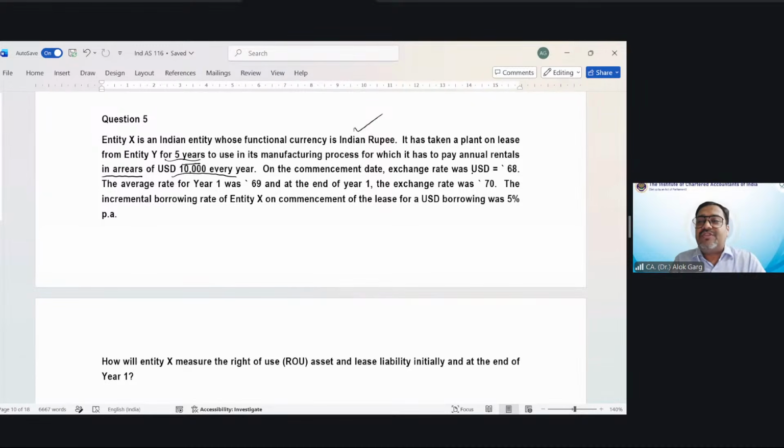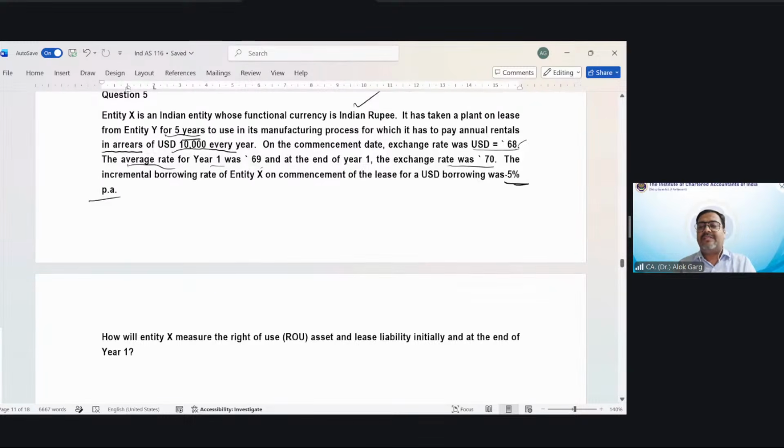On the commencement date, the exchange rate was 68 rupees per US dollar. The average rate for year 1 was 69, and the closing rate is 70: 68, 69, 70. The incremental borrowing rate of entity X on commencement of the lease for a USD borrowing was 5% per annum. This rate of USD borrowing is also given, right? How will entity X measure the right of use asset and lease liability initially and at the end of year 1?